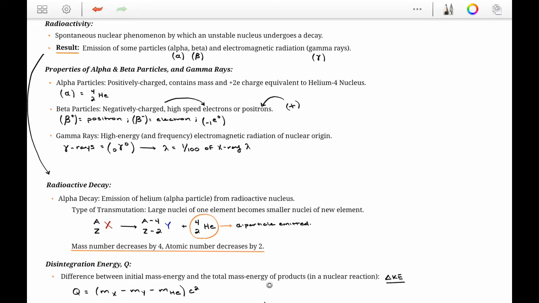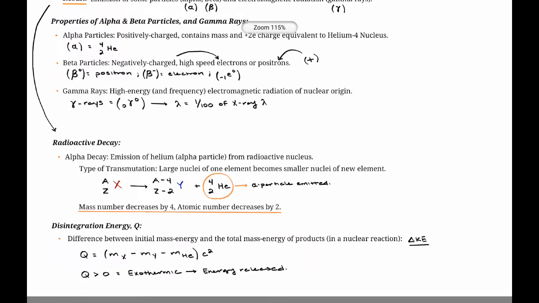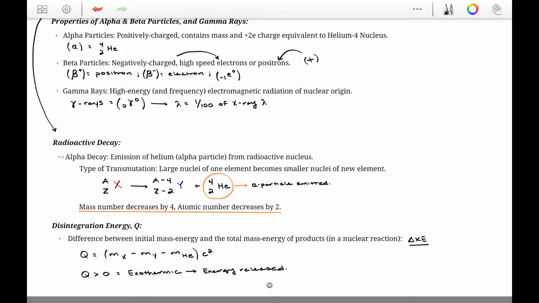Beta particles come in two types. One is the negatively charged high-speed electron, and the second is the positively charged high-speed positron. We denote these separately: B plus corresponds to a positron and B minus corresponds to the electron. Lastly, gamma rays. If you imagine the electromagnetic spectrum, then you know that a gamma ray has the highest energy and frequency of electromagnetic radiation.